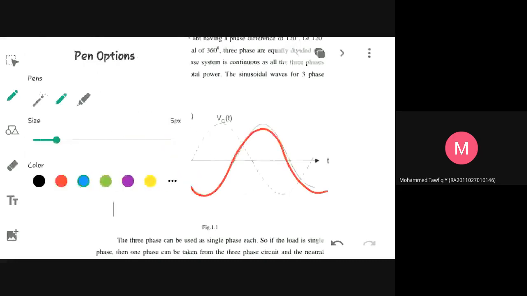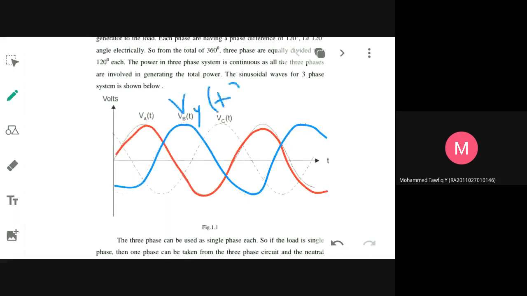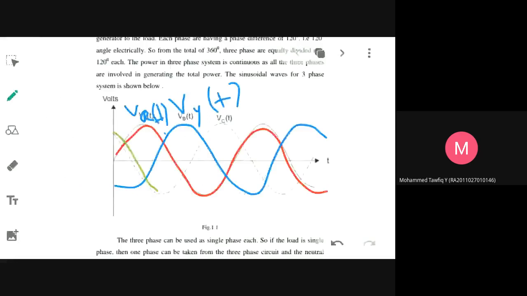This is the second phase, VB, drawn in blue color line, that is your, let us say it is VY of t, this is VR of t. And one more last element, that is your C phase or B phase. Okay, have you heard of RYB sequence?